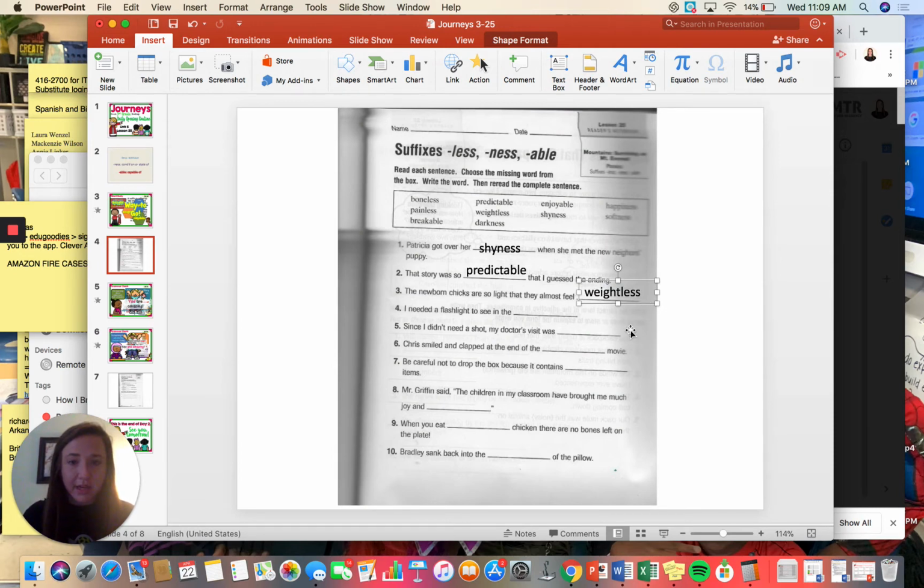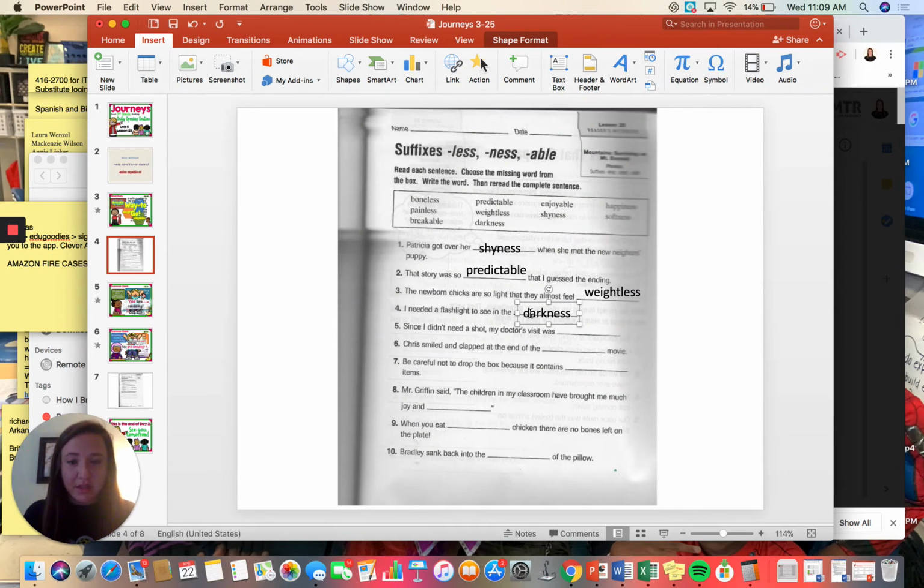Number 4, I needed a flashlight to see in the what? This one's way too easy for you guys. I needed a flashlight to see in the darkness. The state of being dark, or the condition of being dark, is what darkness means.